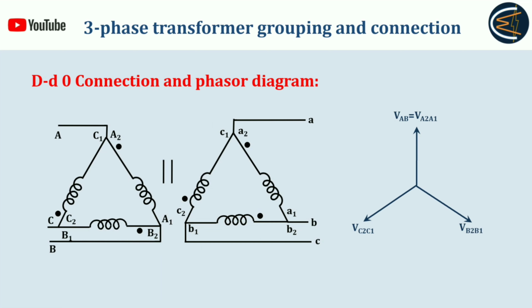As you can see, this is the phasor diagram of the primary side voltages. See here, because it is delta connected, the line voltage will be same as phase voltage. So VAB is equal to VA2A1. See, VAB is same as VA2A1. Okay, similarly VB2B1 and VC2C1.